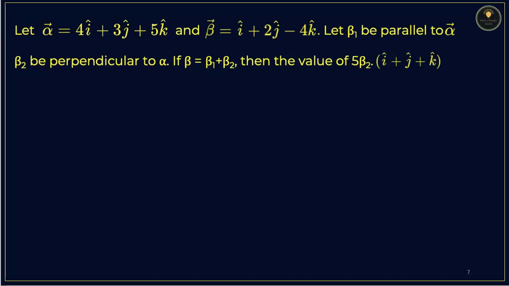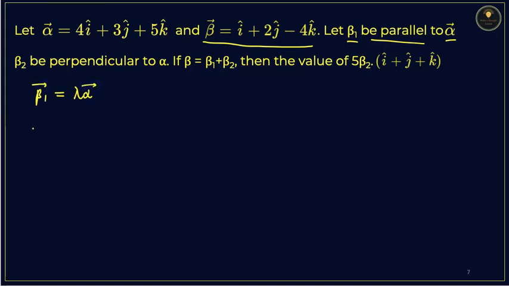If you can observe the problem here, there is a vector given as alpha equal to 4i plus 3j plus 5k, and beta given as i plus 2j minus 4k, and beta 1 is parallel to alpha. So if I want to find the relation between beta 1 and alpha, I will write beta 1 is equal to lambda times alpha, and that is the relation that you can find.